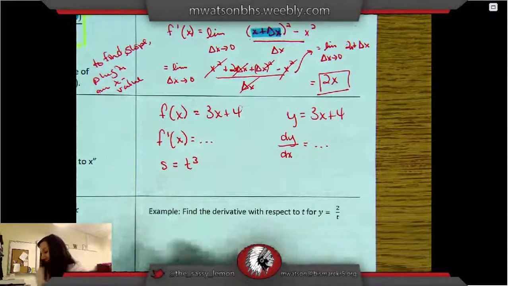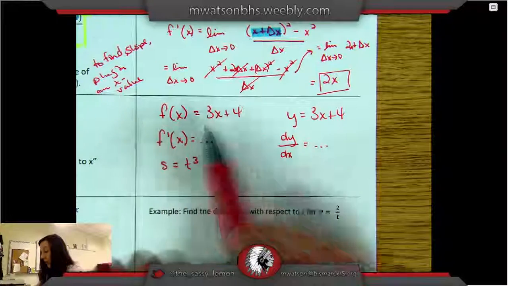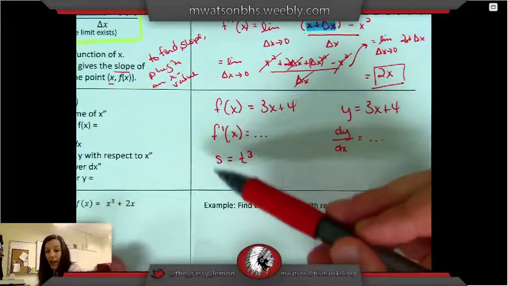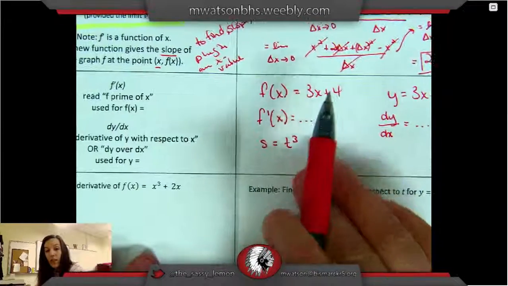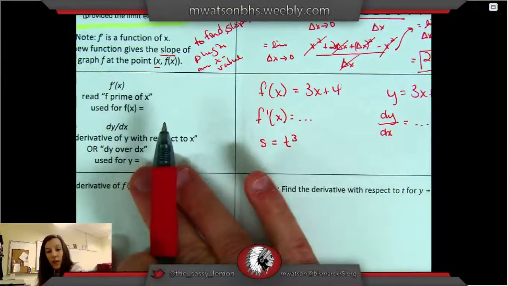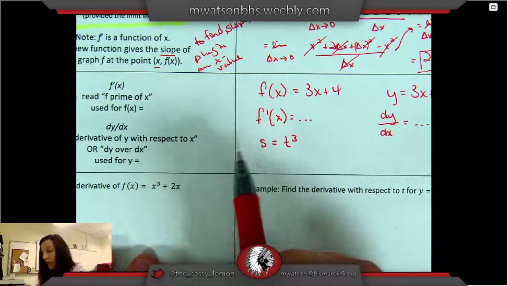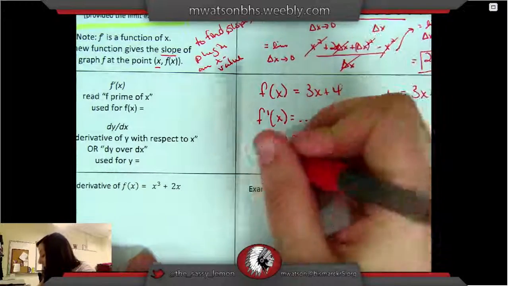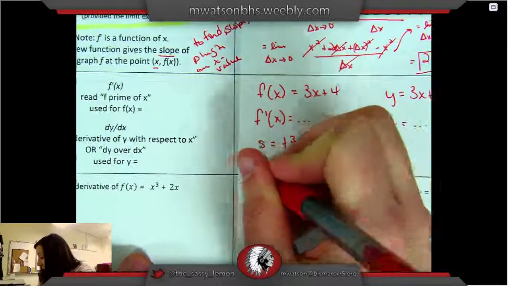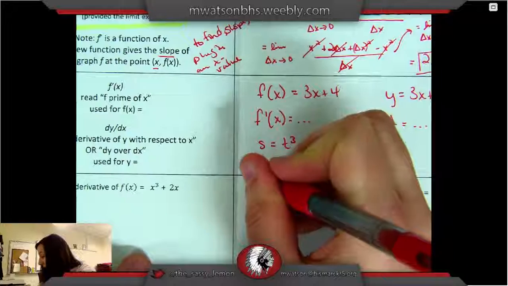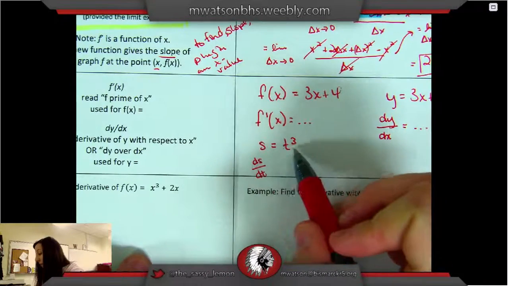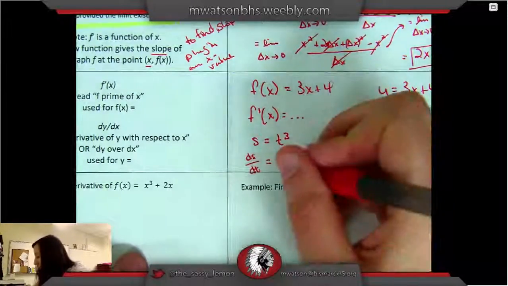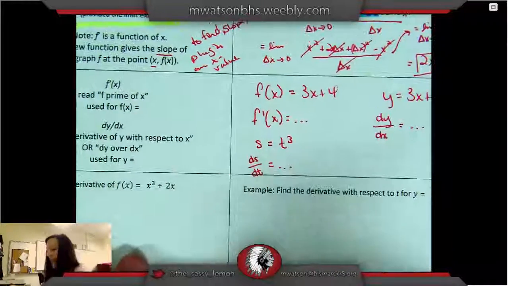Now sometimes you don't have f of x equals or y equals, but perhaps you have a different variable, say s and t. Well, it's going to work very similar to this. Whatever is your dependent variable is going to be the one that you're taking the derivative of. So this would be ds over dt, the derivative of s with respect to t, your independent variable. And then whatever your derivative is, you'd write it there.